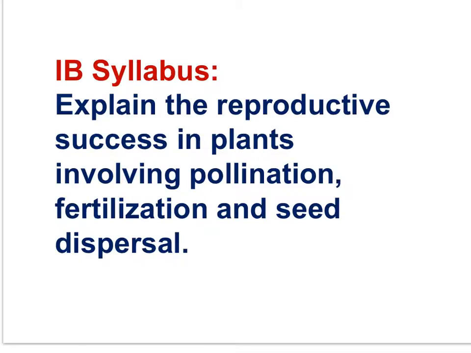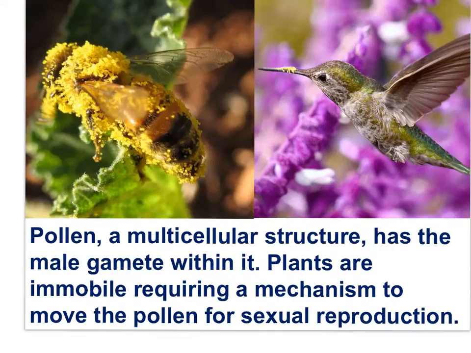Here is the singular IB syllabus statement that drives this movie. Explain the reproductive success in plants involving pollination, fertilization, and seed dispersal. Pollen is a multicellular structure that has the male gamete within it. Plants are immobile, requiring a mechanism to move the pollen for sexual reproduction to maintain genetic diversity within the species.